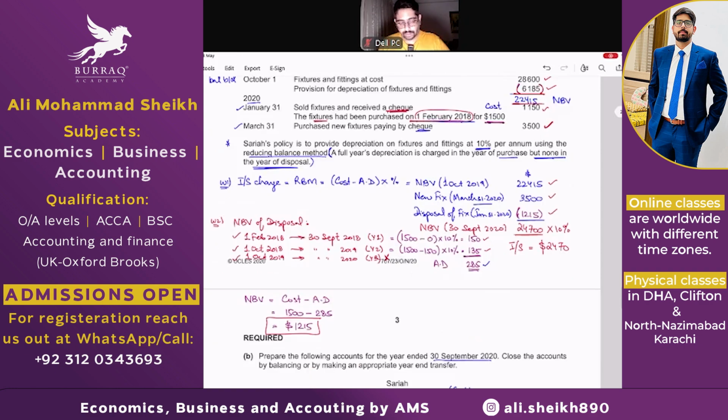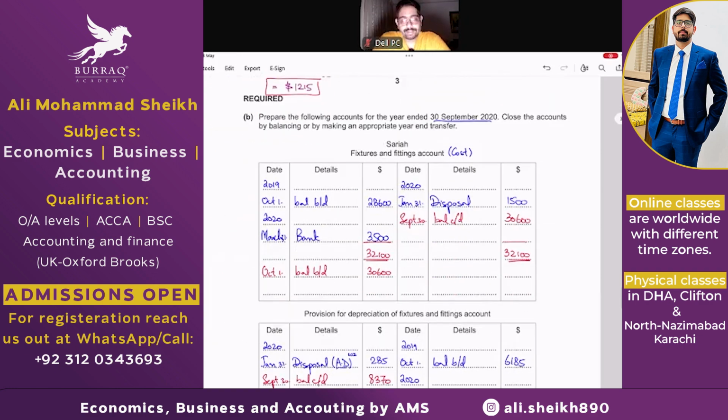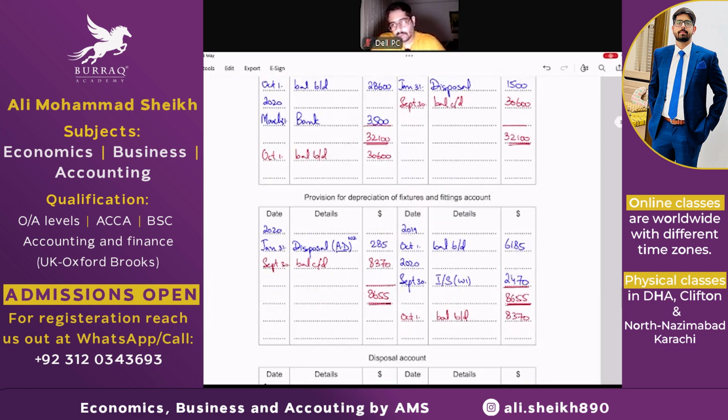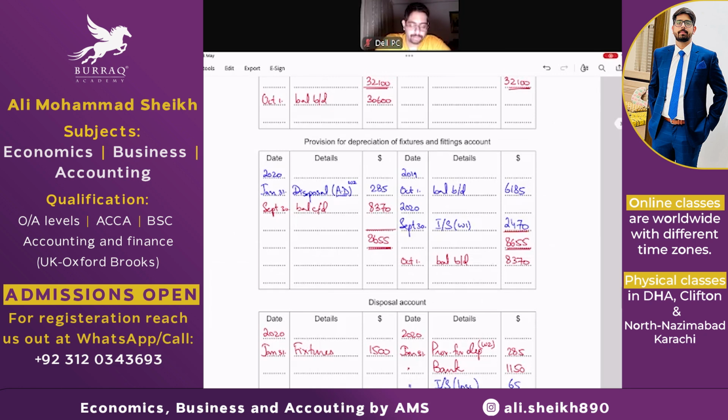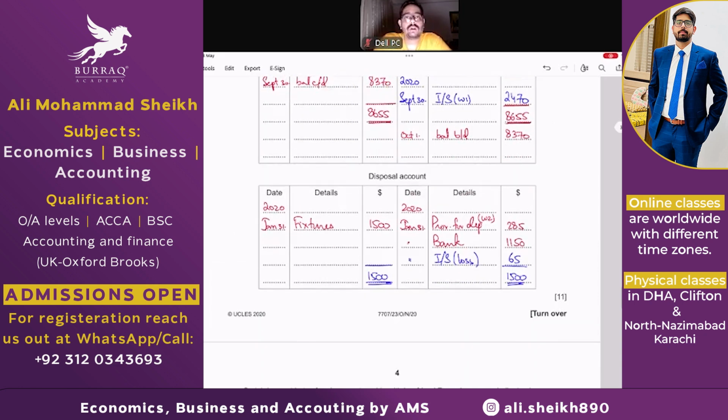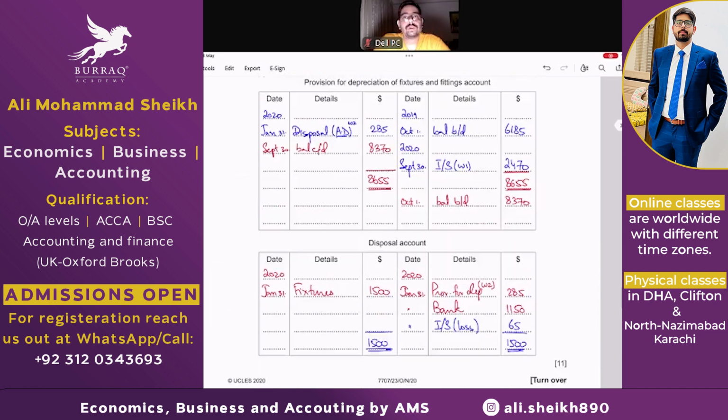You need to know how to make the cost account. Everything would be on the cost. You also need to know how to make a provision for depreciation account. You need to do 2 workings over here. One is the income statement charge, another is the accumulated depreciation of the asset that is being disposed. And in the disposal account, you will find a profit or a loss on disposal of the non-current asset. So we have done 3 different questions to illustrate the concept well.